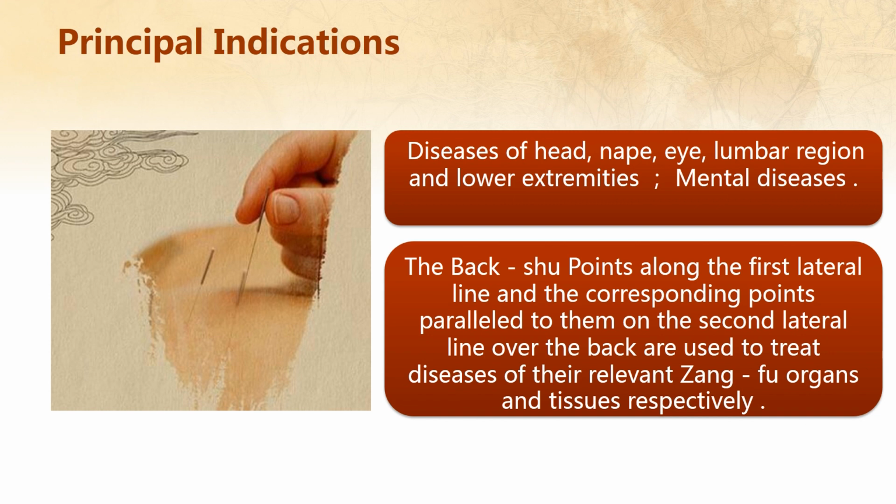Next, let's learn the principal indications of the bladder meridian of foot Taiyang. Diseases of head, neck, eye, lumbar region, and the lower extremities, mental diseases. The back shu points along the first lateral line, and the corresponding points parallel to them on the second lateral line over the back, are used to treat diseases of their relevant joints, organs, and tissues respectively.